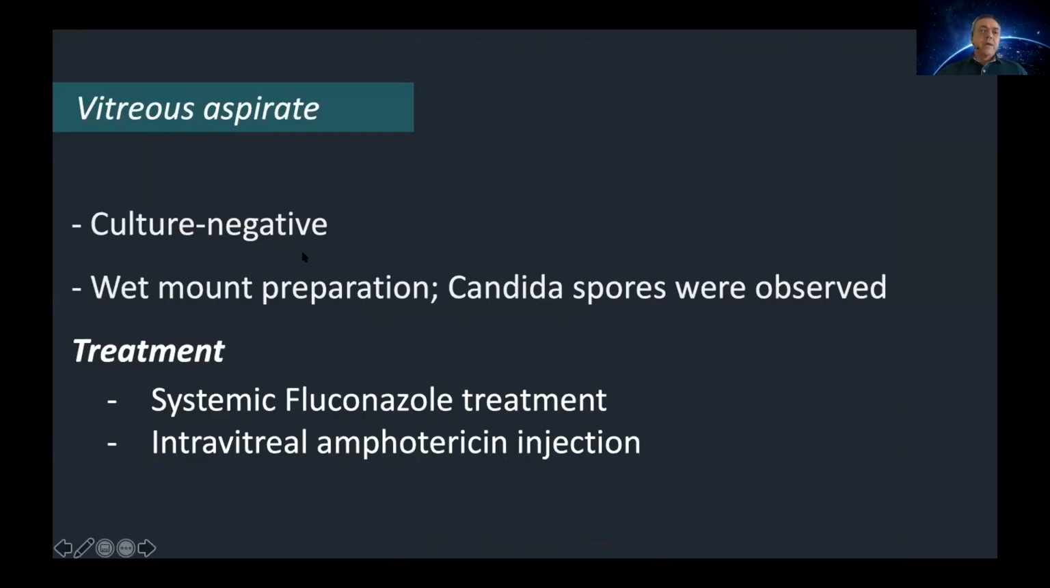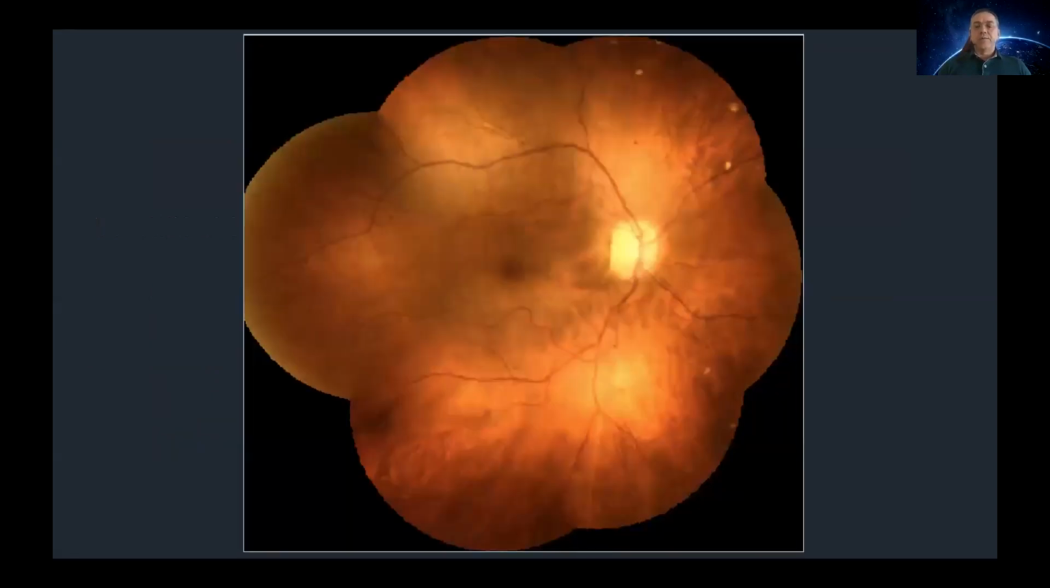The culture was negative after surgery in this patient, but on wet mount preparation they observed Candida spores. We applied intravitreal amphotericin injection, and we also gave systemic fluconazole treatment. This picture was taken 4 weeks after surgery. As you see, the retina has completely recovered and there is no recurrence, and the patient did not need a second intravitreal injection. We gave systemic fluconazole treatment for 2 weeks.